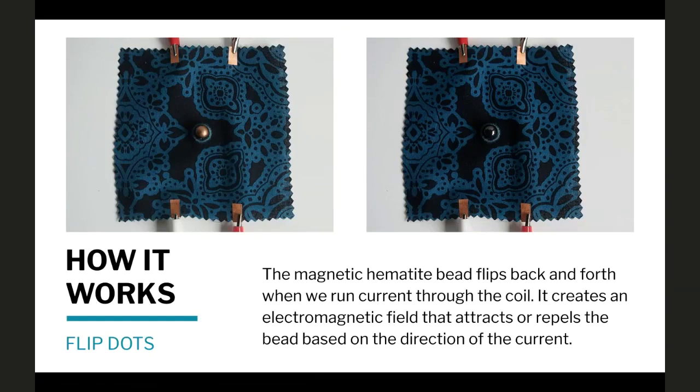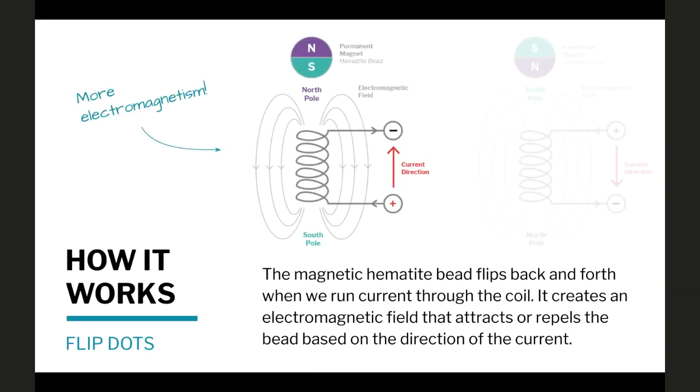So you have this magnetic bead that's flipping back and forth when you run current through the coil. Similar to what's happening with the speaker, you have a stable magnet and then you have an electromagnet that is changing in polarity based on the direction of the current. So it creates an electromagnetic field that will attract or repel the bead based on the direction of the current. So here is a diagram that explains this a little bit more in depth.